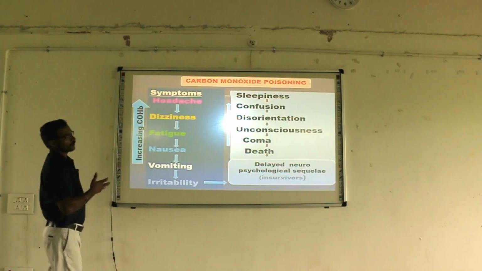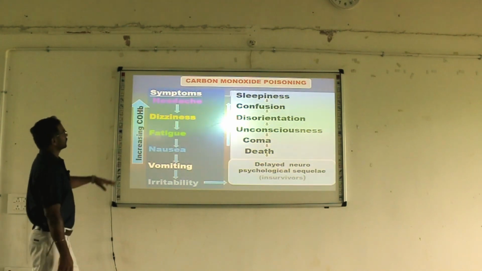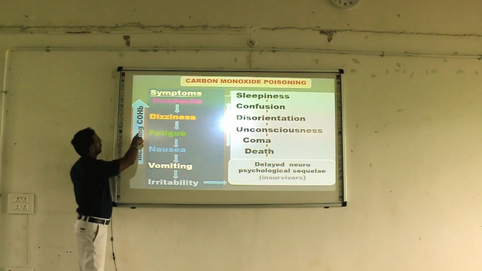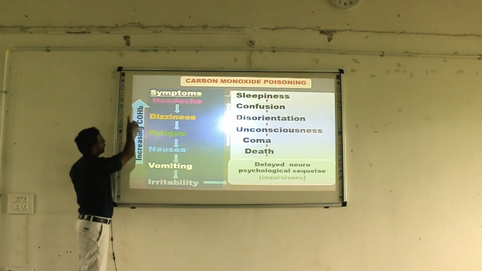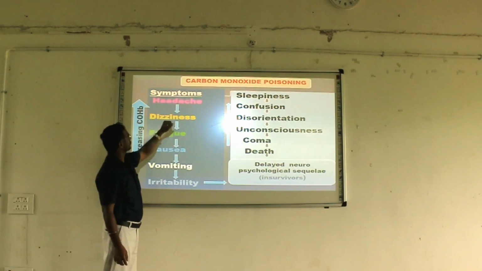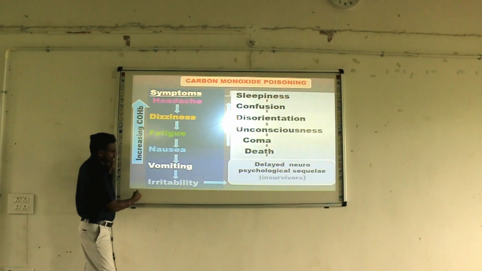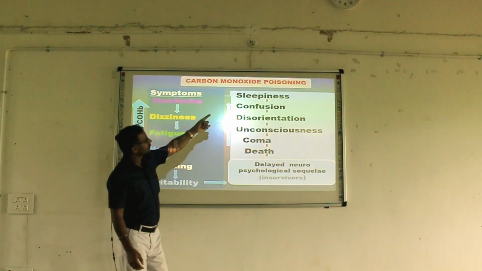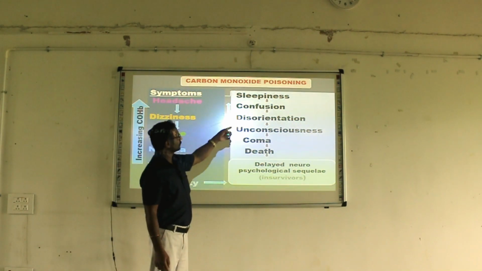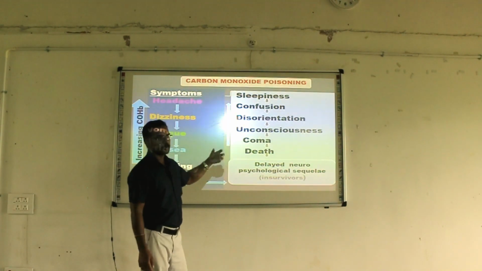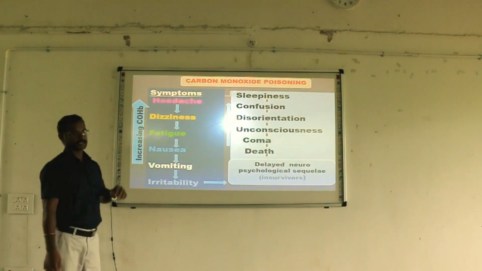Here carbon monoxide poisoning will cause different problems. First it will take up the carbon monoxide in the hemoglobin. First one will face headache, then dizziness, fatigue, then nausea, finally vomiting, then irritability, then sleepiness, after that confusion, then disorientation, unconsciousness, coma, and finally death. This is the problem faced with carbon monoxide.